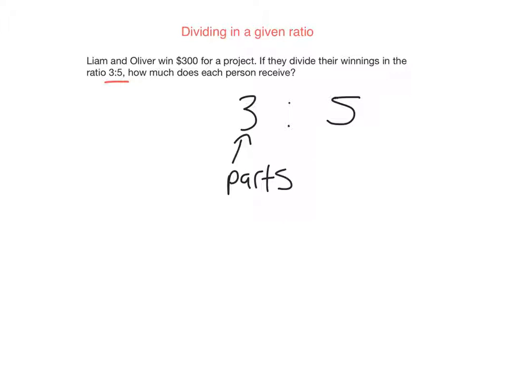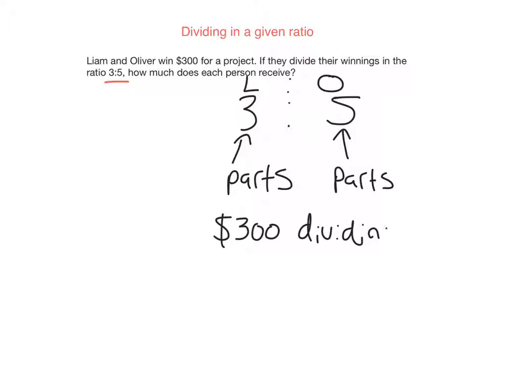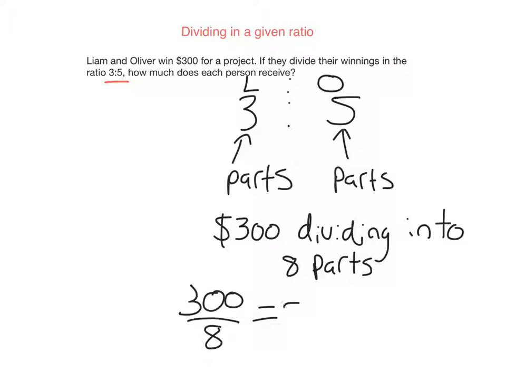So Liam, he's first, he was written first, and Oliver's second. So Liam gets 3 parts and Oliver gets 5 parts. So what I'm doing is I'm taking $300 and I'm dividing it into 8 parts. First we need to figure out how much one part is worth. So if $300 is divided into 8 equal parts, or 8 equal groups, we just go 300 divided by 8, put that on your calculator, you get 37.50. So 37.50 is the value of one part. Each part, or each group, has 37.50.